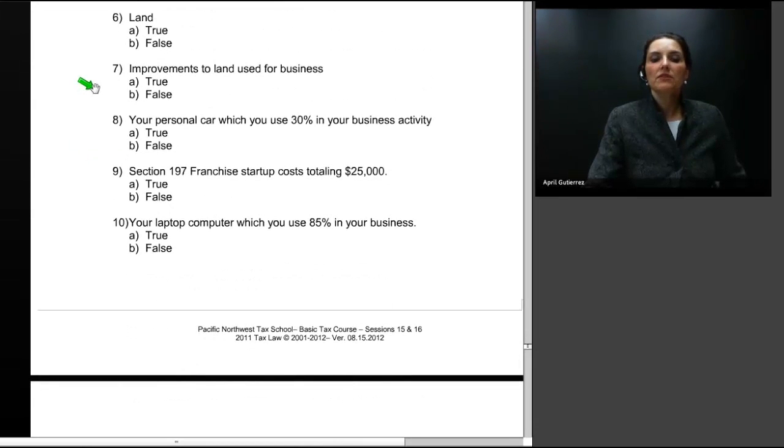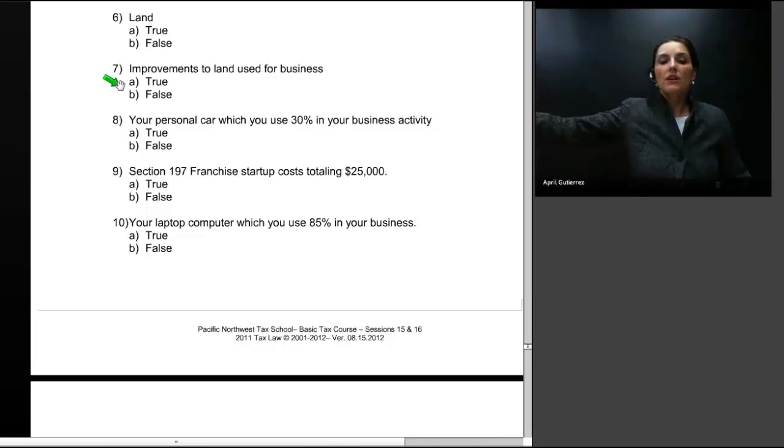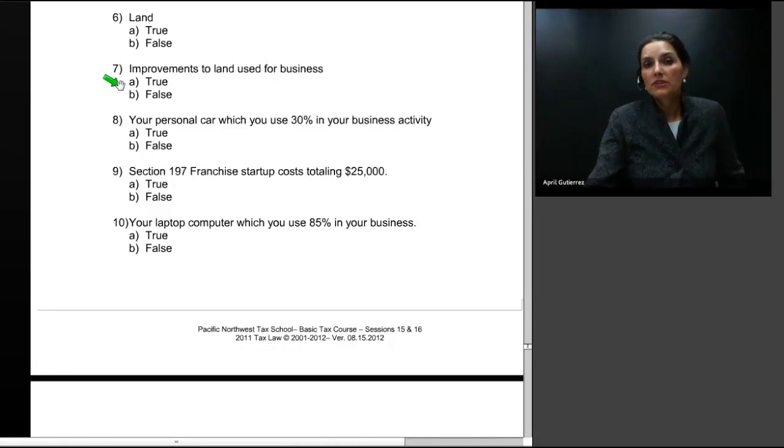Number 7, improvements to land that are used for business. Are those depreciable? Well, we're going to say true, but it could be false. It all depends. If you look in IRS Publication 946, it shows that improvements to land have a depreciable life of 15 years, but there are some caveats or rules to be aware of. If the land improvements are not immediately adjacent to an improved house or a building, and rather they're separate and away from the building, then the IRS says that land improvements are not depreciable.